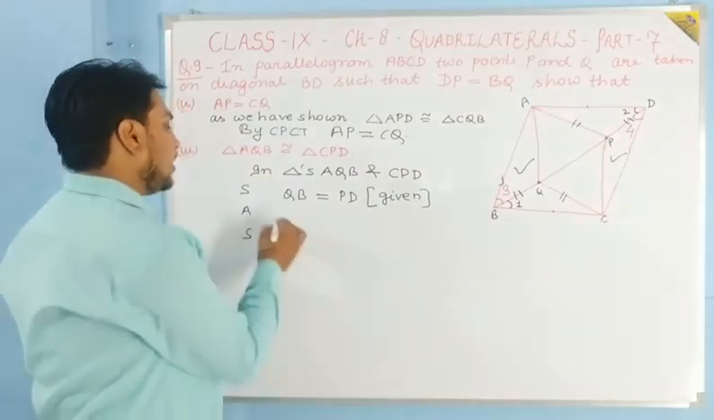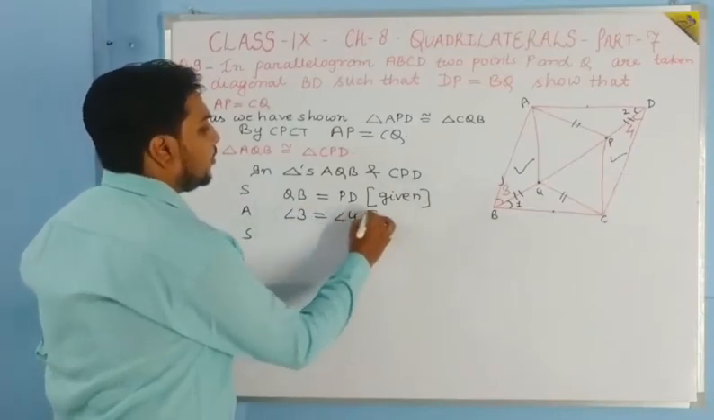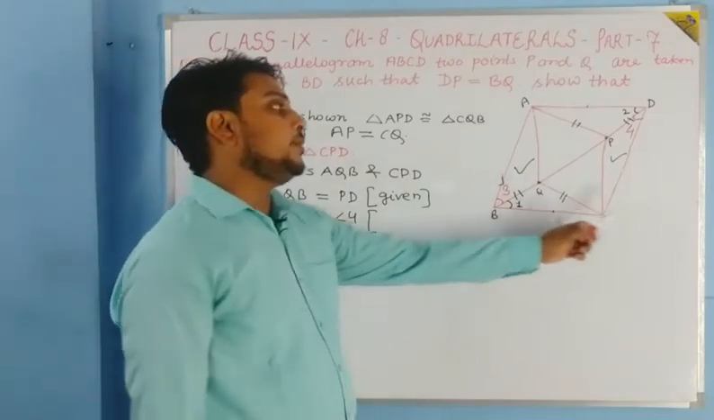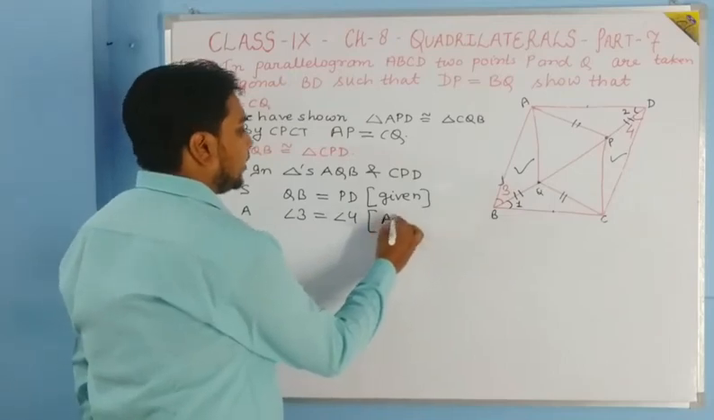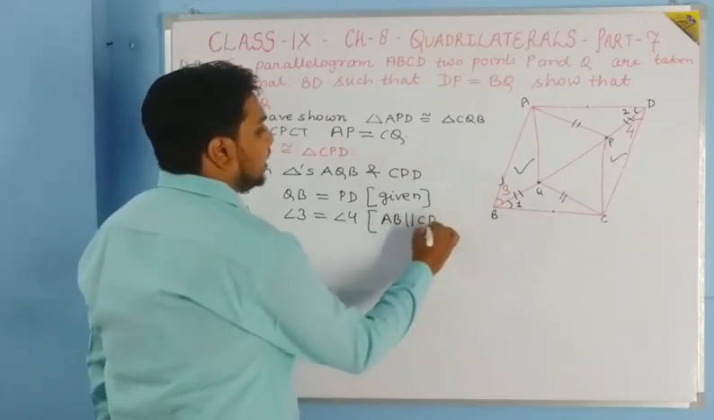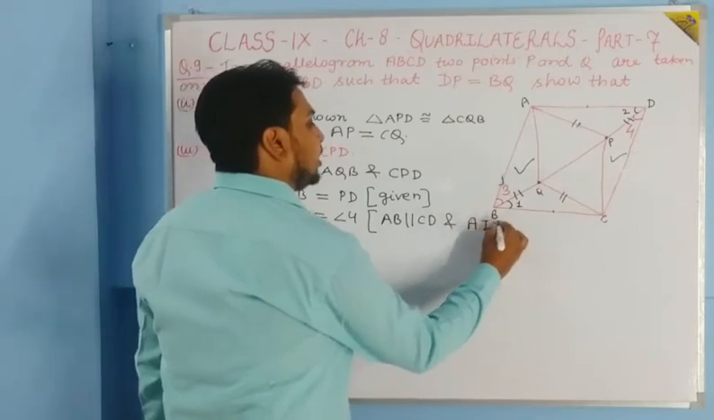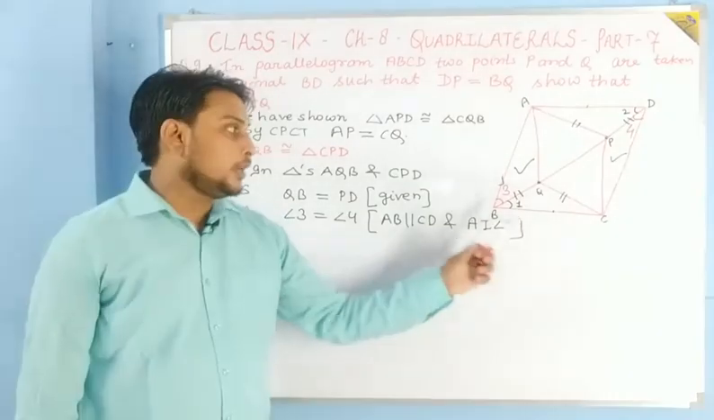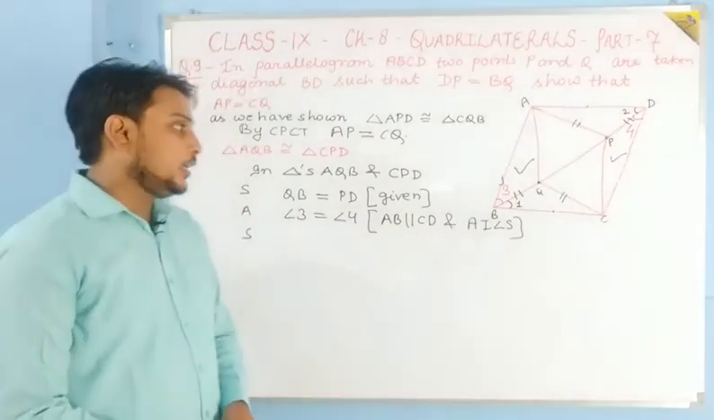Second thing is the angle. So angle 3 is equal to angle 4. Why? As I have told you, the side AB is parallel to the side CD. Because of alternate interior angles, the sides were parallel and they are the pair of alternate angles, so that is why the angles are equal.